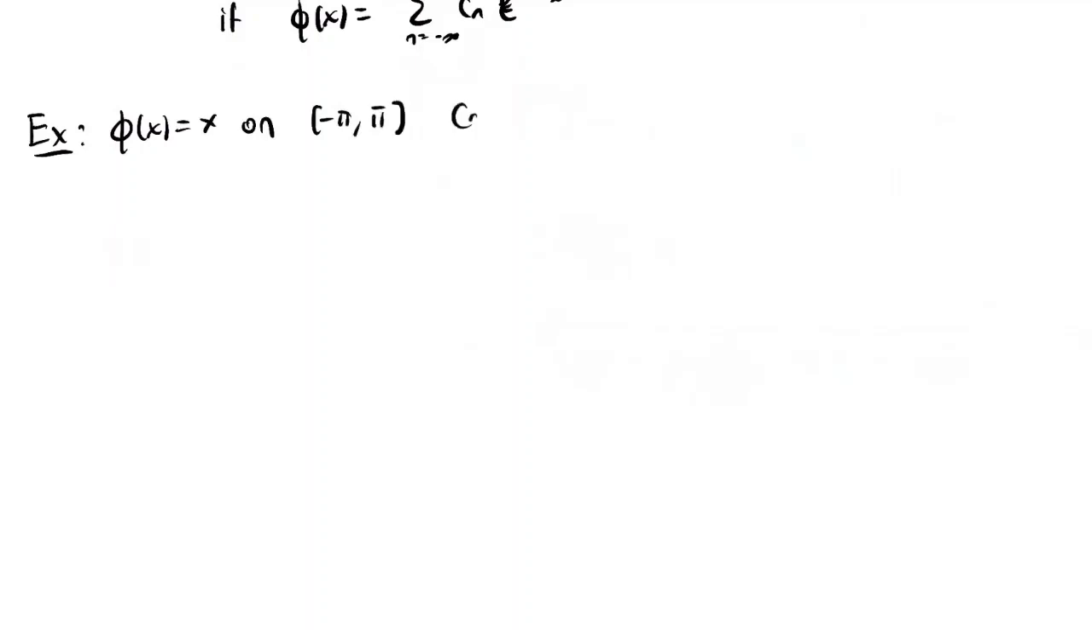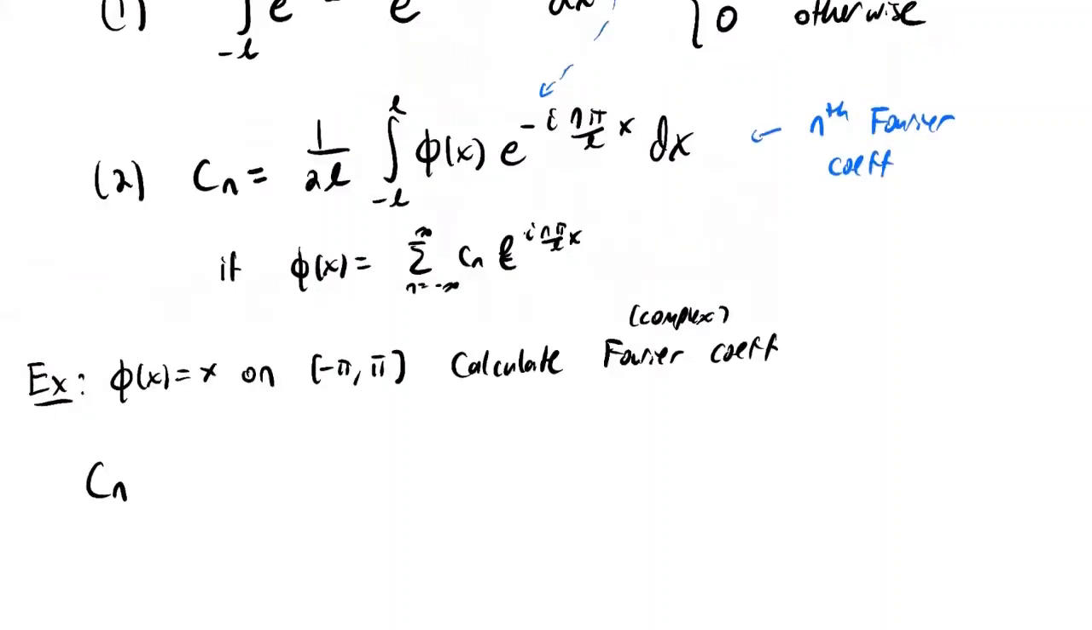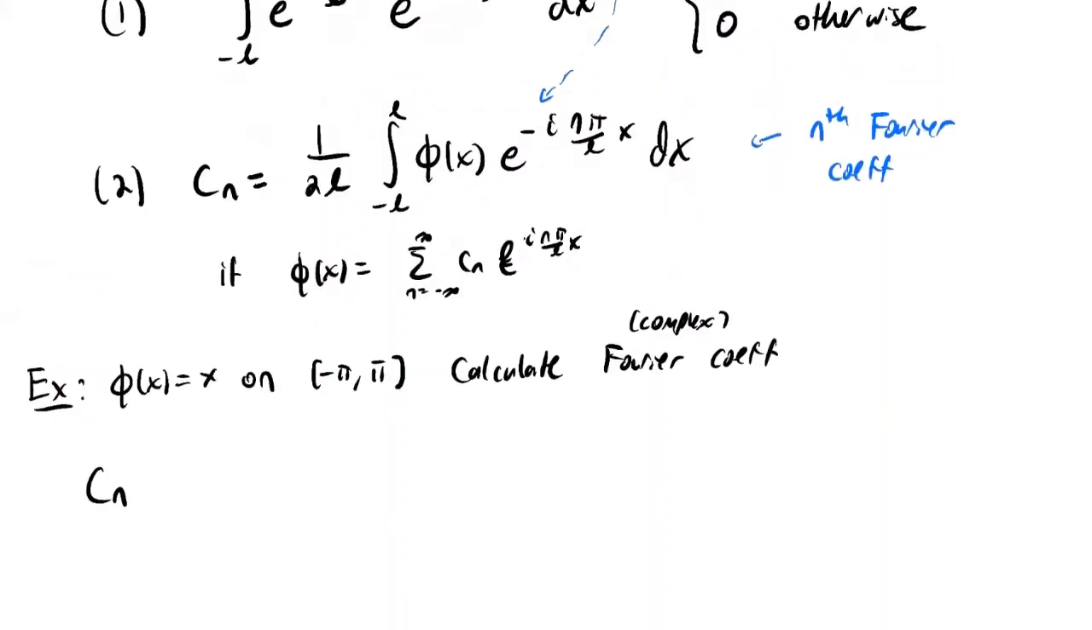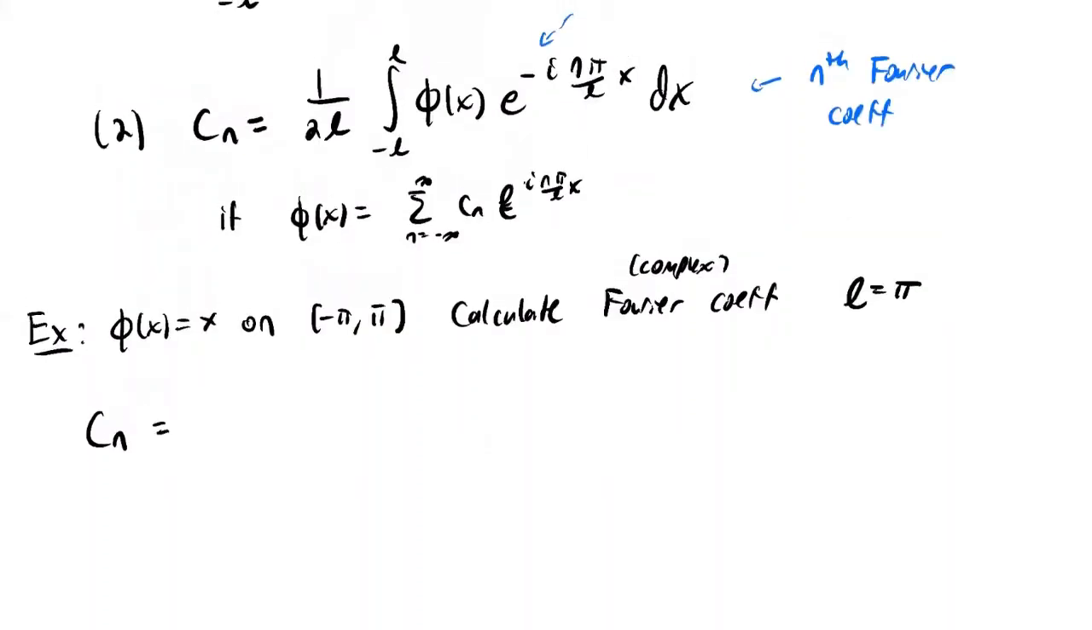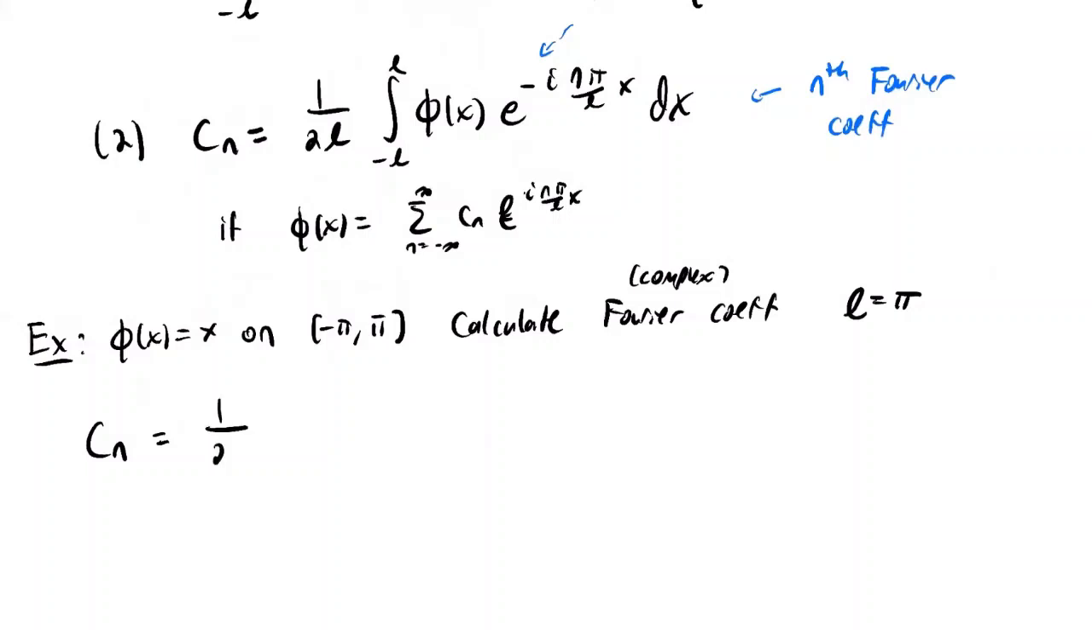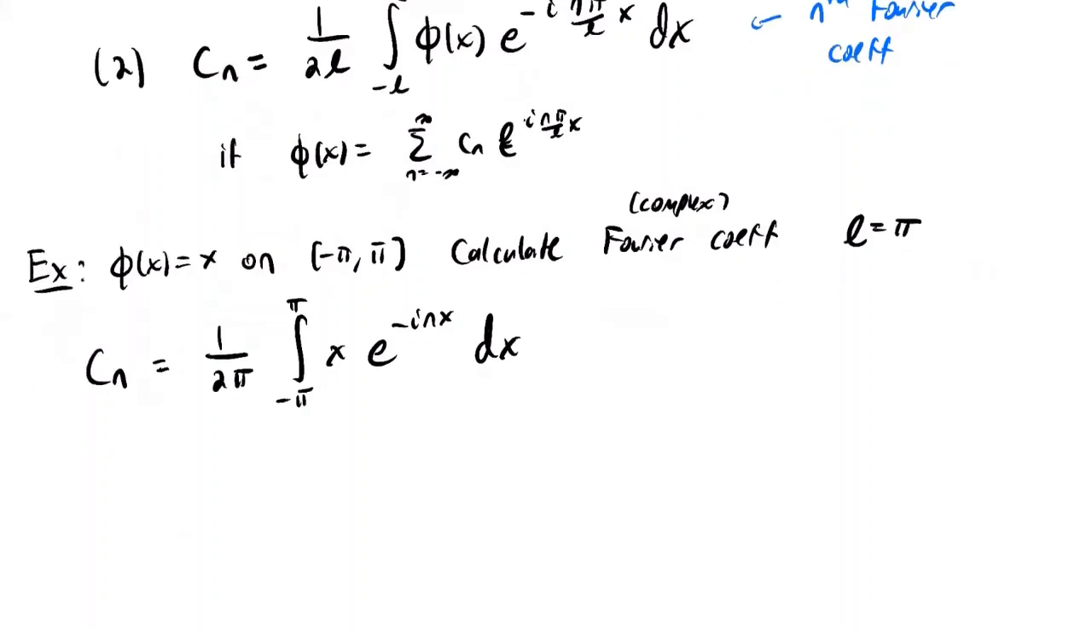And let's calculate the Fourier coefficients, the complex ones. And so, what are these equal to? Well, remember, even if we don't know if phi is equal to its Fourier series, we can still calculate the coefficients. So that's what we're going to do here. In this case, L is equal to pi. We're just going to use this formula. So Cn is 1 over 2 pi integral from minus pi to pi of x times e to the minus inx dx. And so we're just going to integrate by parts as we did before.